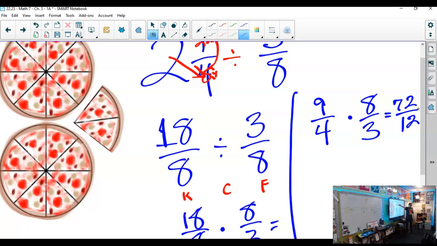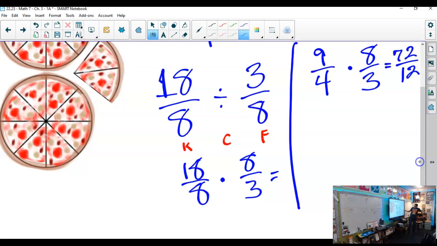Doesn't matter. Common denominators don't really matter. I'm just doing this since we're talking slices of pizza. Guys, this would come out to be 144 over 24. Look up here. What's way easier than getting these big numbers?